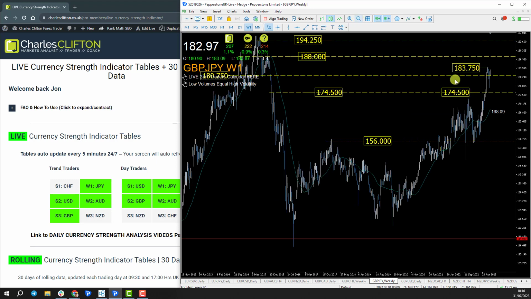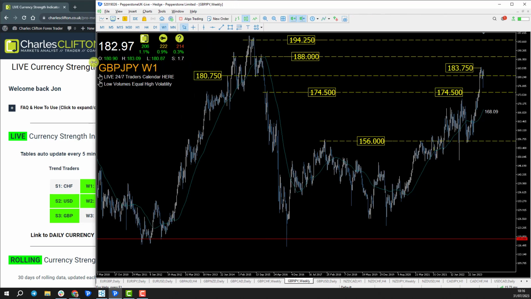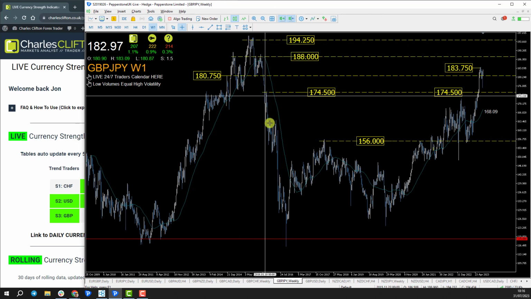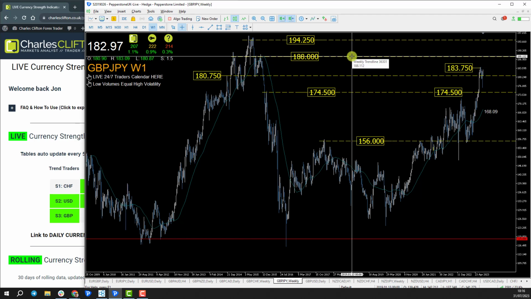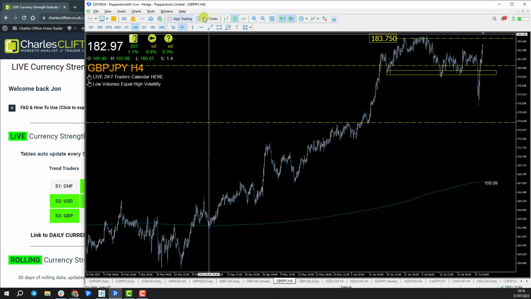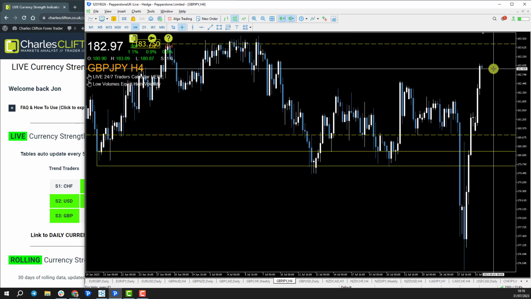Now, if I just zoom out, the next level of interest for us are these highs that formed back in November 2015. If I just open this out, that's the right shoulder of the head and shoulders pattern that formed here. So 188 could be the target for pound yen at this current moment in time. So again, can we look for maybe an entry on this market?